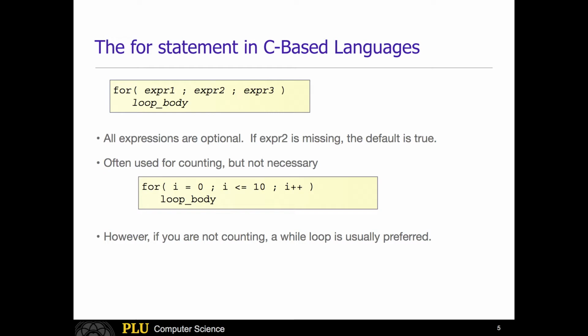All of the expressions in the for statement for C are optional, although if expression 2 is missing, it's assumed to be true. Often we use these obviously for counting, where we initialize a loop counter, test it, and increment it, which is what we're used to most commonly with for loops.